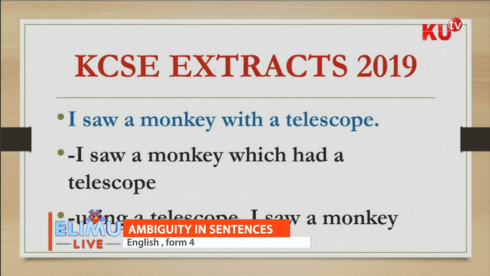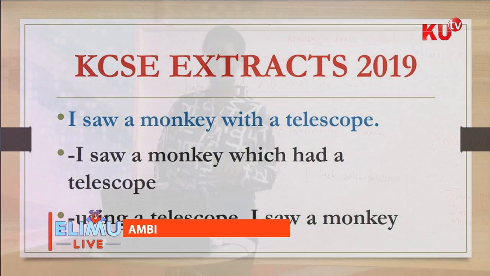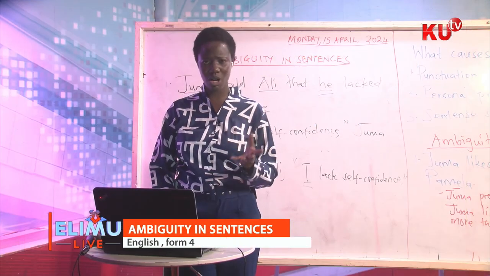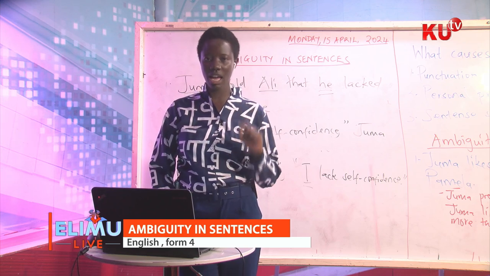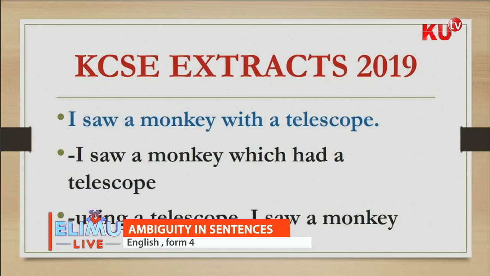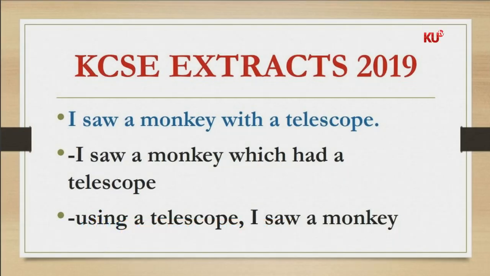Are you getting this? If you read the statement, I saw a monkey with a telescope, the sentence is somehow ambiguous. But if I say, I saw a monkey which had a telescope, the sentence is not ambiguous anymore. So here I'm looking at the monkey, and this monkey has a telescope. And that's why, for the first statement to be clear, I'll say, I saw a monkey which had a telescope. The second meaning of this sentence now: I'm the one who has the telescope. I saw a monkey with a telescope.